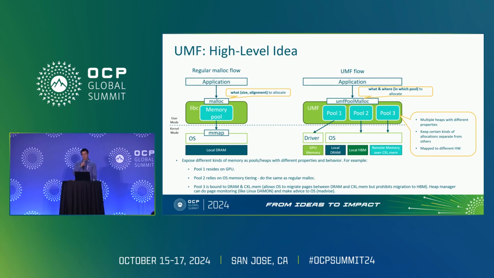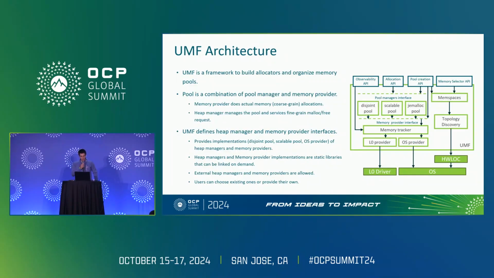The only difference is that it accepts one extra argument that tells you from which memory pool the memory should be allocated. And in UMF, you can create multiple different memory pools that can be mapped to different hardware. So for example, on this slide, you can see the first pool that is mapped to a GPU memory, and that memory is managed by the GPU driver. The second pool is mapped to a local HBM memory, high bandwidth memory. And the last pool is the pool that manages some remote memory over CXL memory, for example, over CXL mem. And UMF itself is a framework to build allocators and organize those different memory pools.